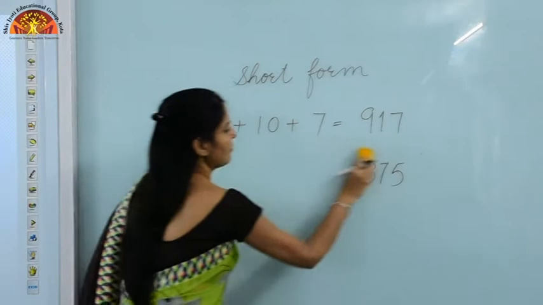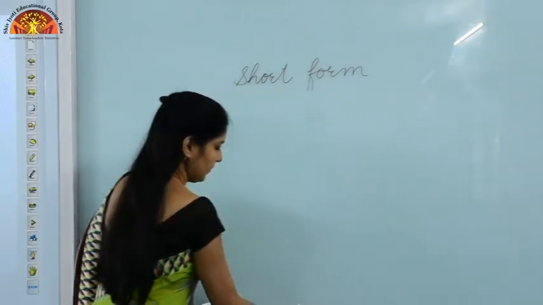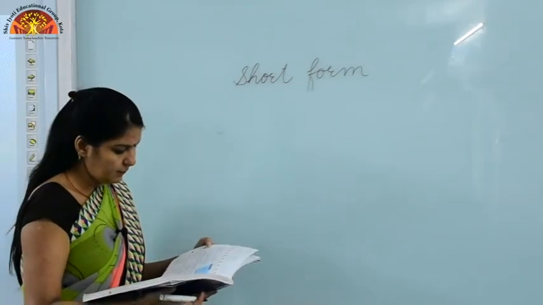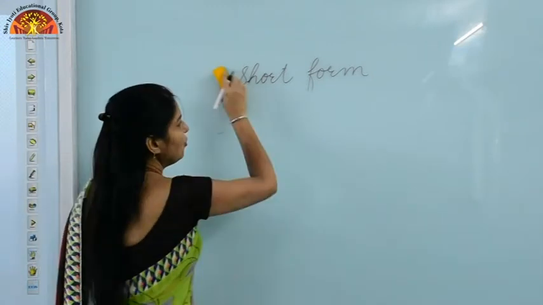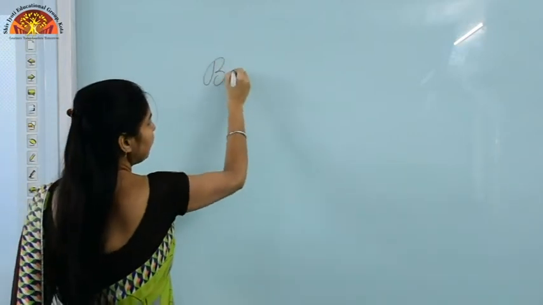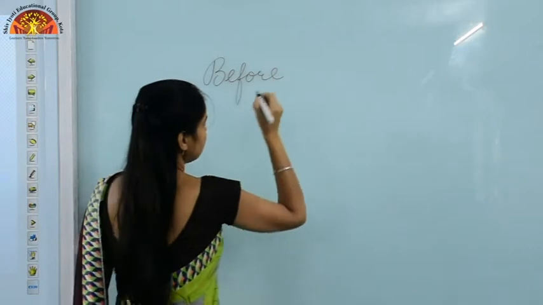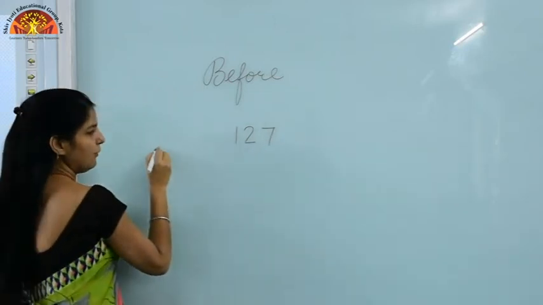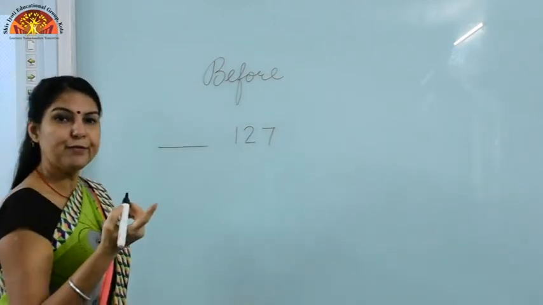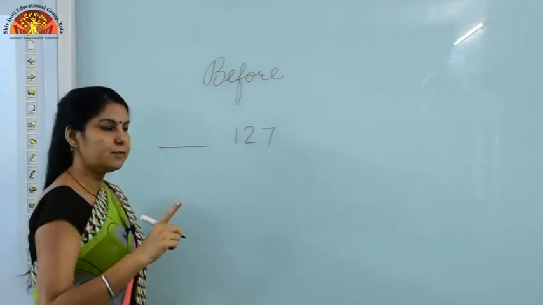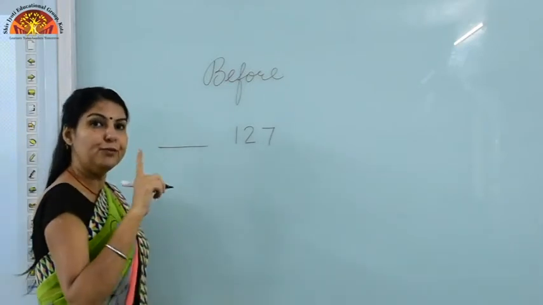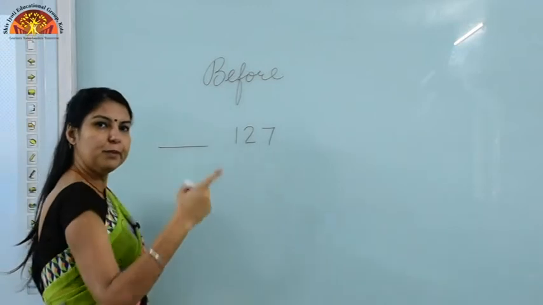Now come to the next point. Here we will see before, after and between numbers. First of all we will see before numbers. What are before numbers? Suppose I am writing one number here, 127, and you have to write the before number of it. So what is the before number? The before number is one less than the given number. The given number is 127. So we have to take one less from this number, and that will be the before number.